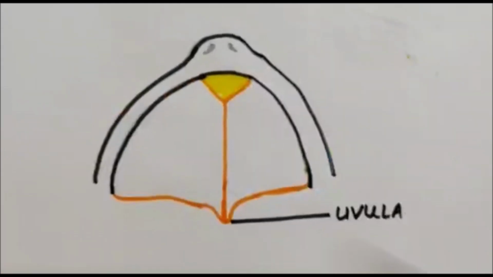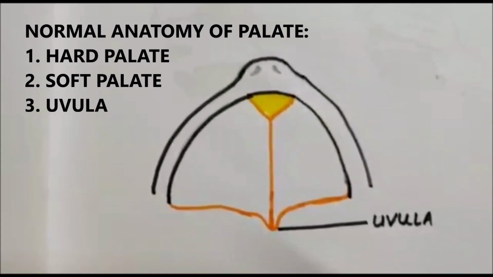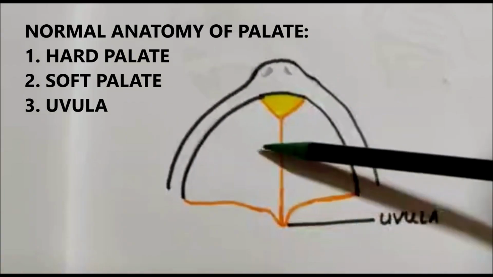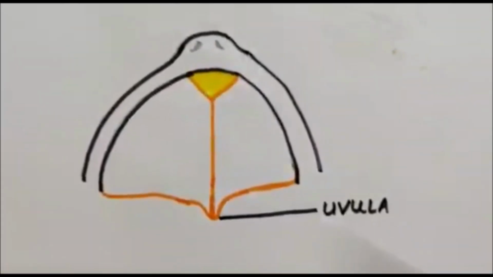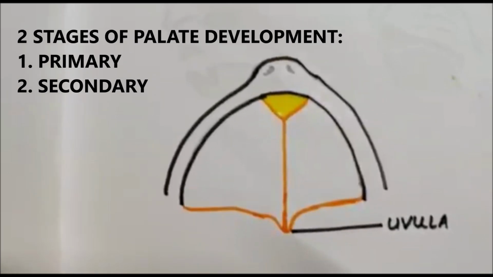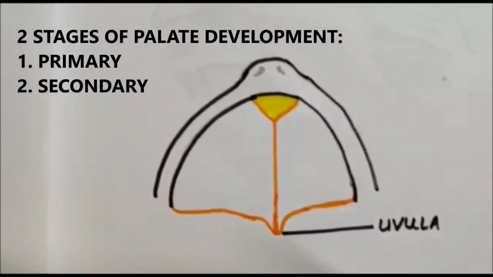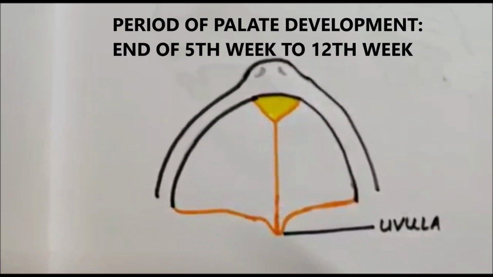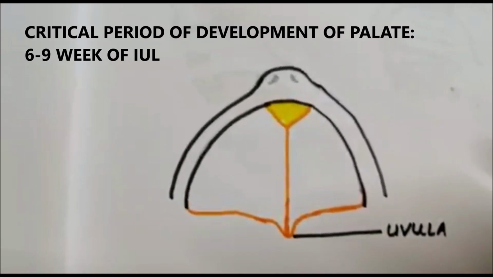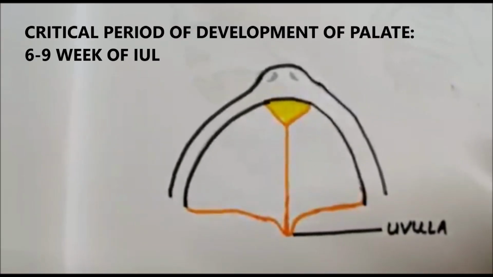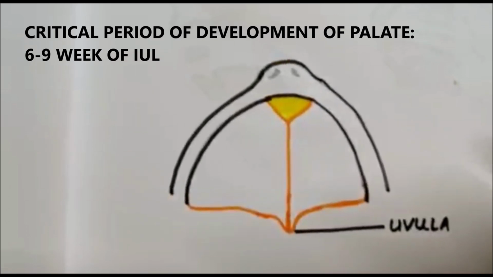Next we will discuss the development of the palate. In this picture we can see the hard palate area, then this is the soft palate area and the uvula. The palate develops in two stages, that is the primary palate and the secondary palate. The development of the palate starts at the end of the 5th week and is completed by the 12th week. The critical period of the development of the palate is from the end of the 6th week until the beginning of the 9th week.